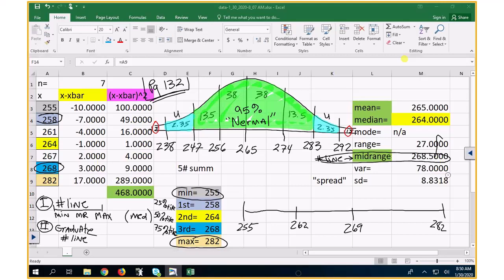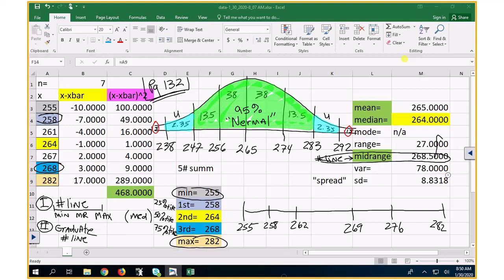270 to 282 is 12. Half of 12 is what? 6. 6 from 282 is 276. Somewhere around there. And I'm going to take one more step. Okay? 255 to 262 is what? 7? Somebody help me out there. 7. Half of 7 is 3. 258.